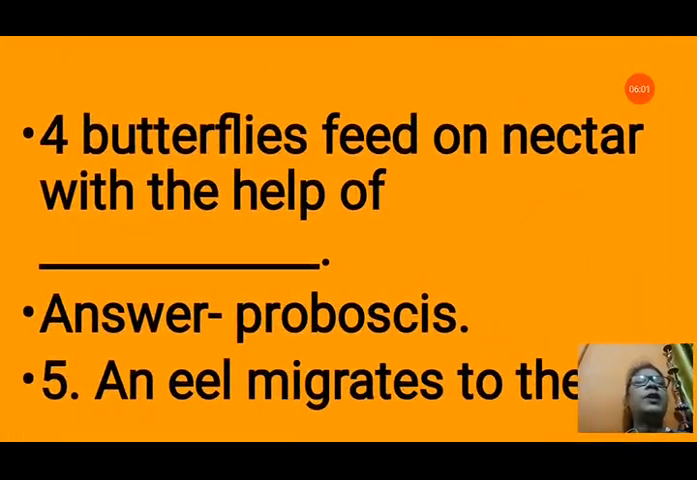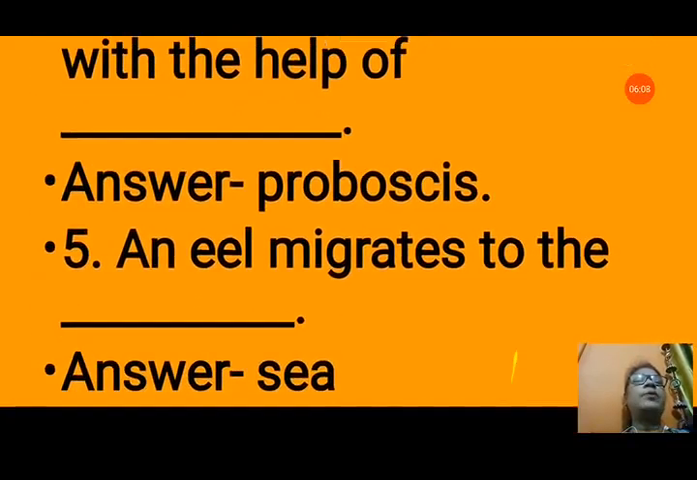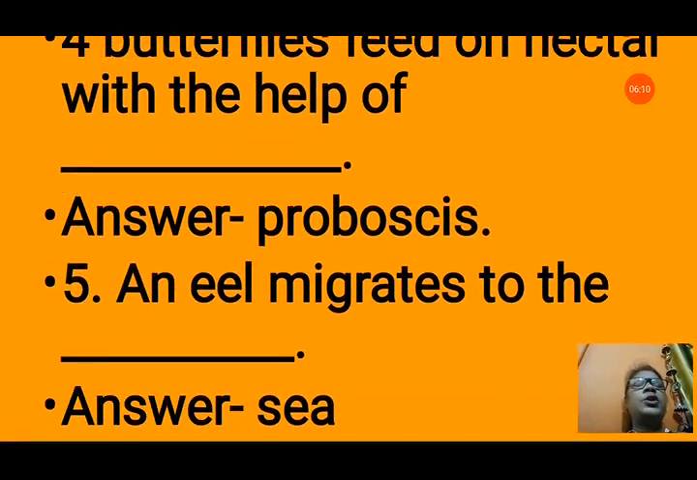Question number 4, butterflies feed on nectar with the help of, they have a special mouth part called proboscis. With the help of that they suck the nectar from the flowers. Question number 5, an eel migrates to the, answer is sea. They remain in fresh water but they go to sea. They go to sea every year to breed.